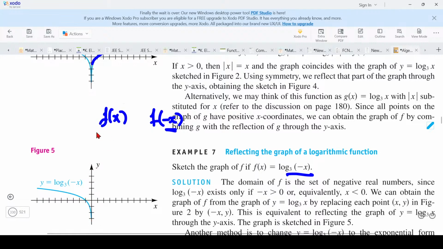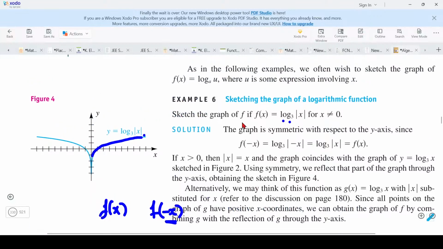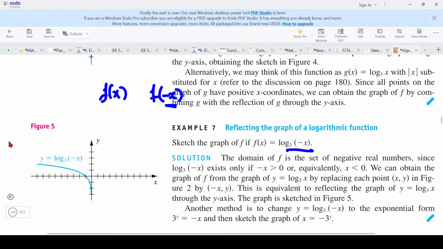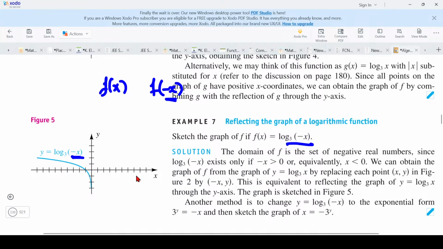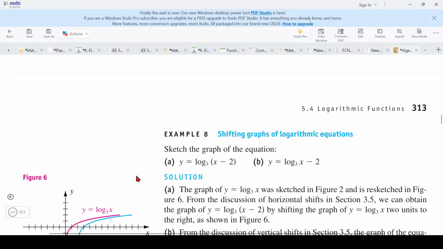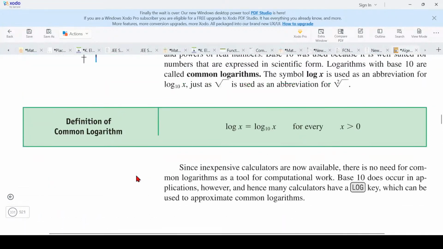Here it is not just a reflection. The graph is valid for positive x, negative x, right? In this case, it is not valid when x is greater than 0, because this becomes negative, right? This is valid only for x less than 0.